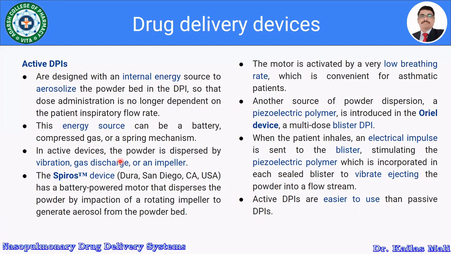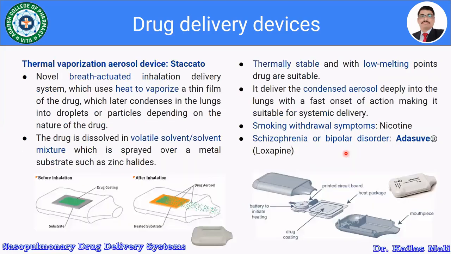So there are two designs. One is the Spiros system, which utilizes a battery-powered motor, and the second is the Oriel device, which utilizes the piezoelectric polymer as a source, coordinated with the patient's inhalation, which sends an electrical impulse to the blister. So this is about the Spiros and the Oriel device in the active DPI.